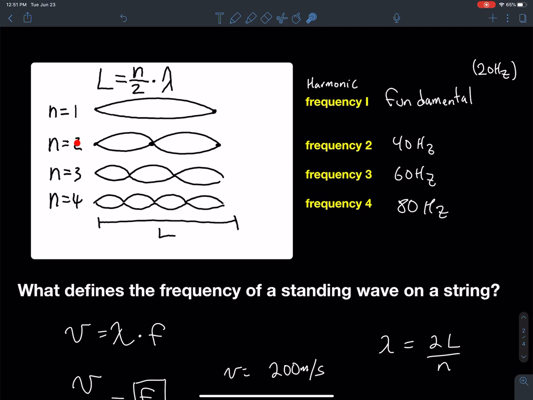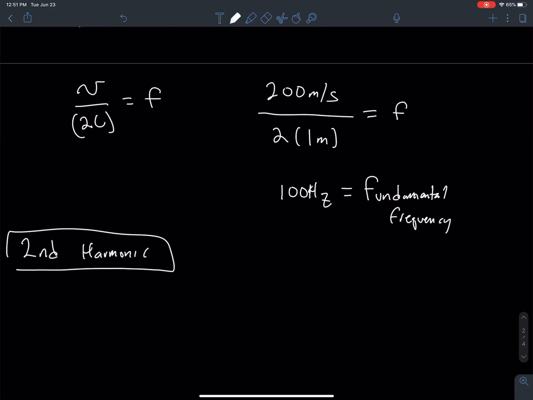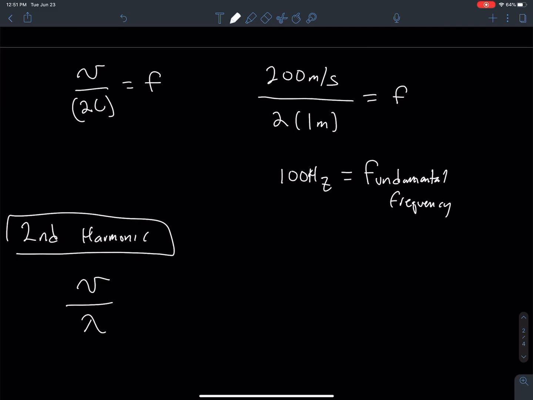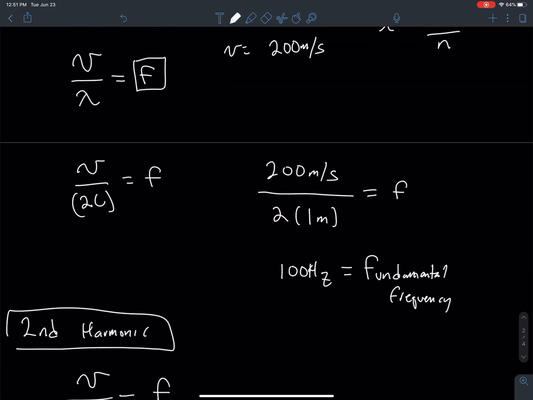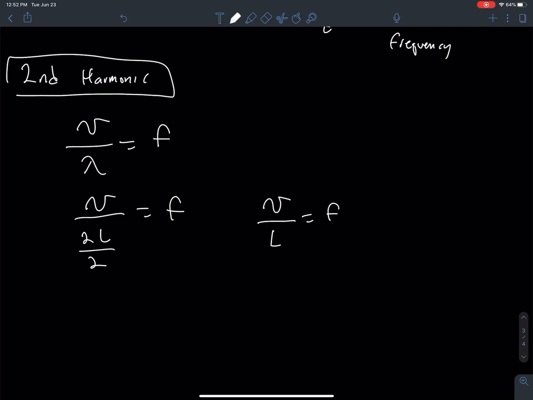So for the second harmonic, n is equal to 2, so 2L divided by 2 is equal to lambda. If I want to calculate the frequency for the second harmonic, it's going to be speed divided by the wavelength, which is 2L over 2. The 2's cancel out because n is equal to 2. So my equation becomes speed divided by just the length of the rope is equal to frequency. Then I'll have 200 meters per second divided by 1 meter, which is the length of the rope, is going to be 200 hertz.